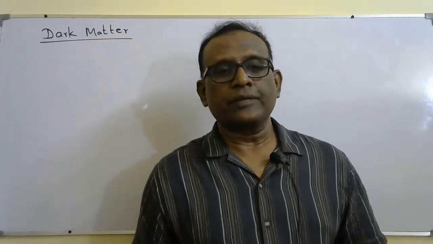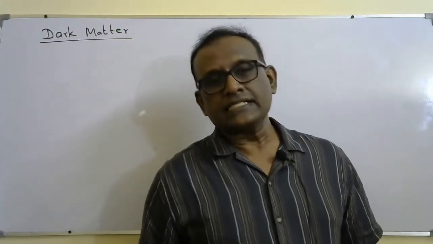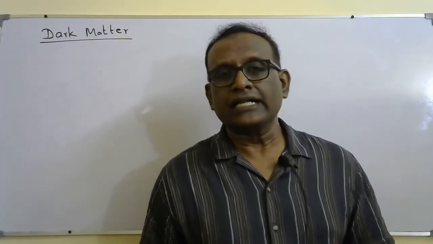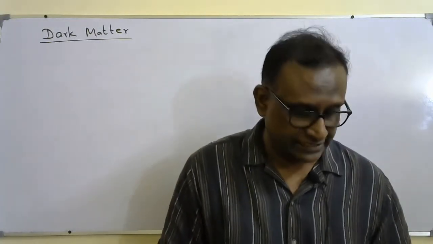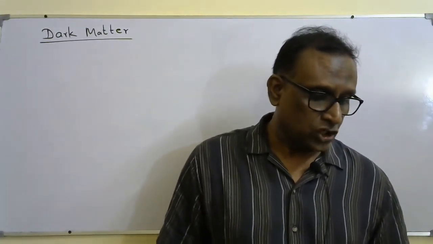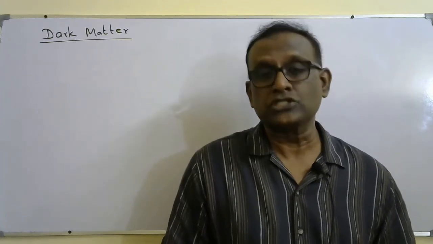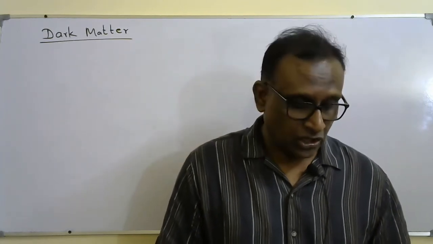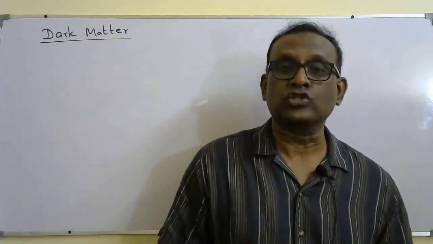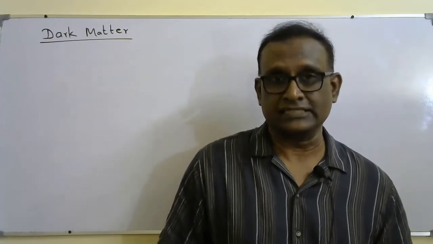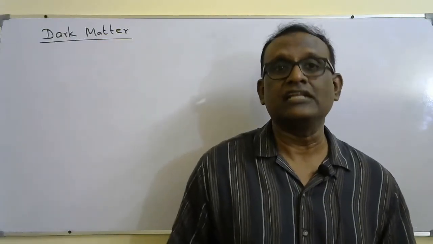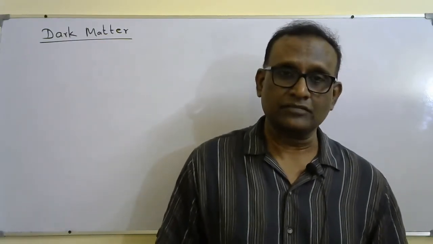Okay, so the next topic is dark matter. So what does dark matter mean? It's a composite of particles that do not interact with electromagnetic radiation. Or you can say dark matter is a composite of particles that do not absorb or reflect or emit any electromagnetic radiation, but it can interact gravitationally, using the gravitational field, with other matter. That is dark matter.